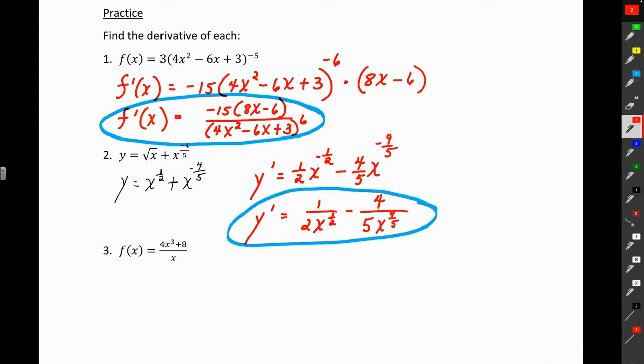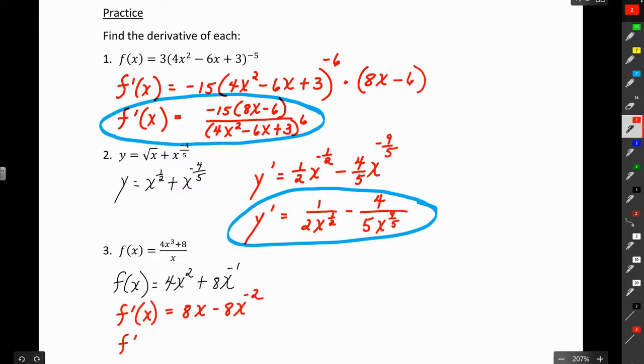Now with number 3, you could use the quotient rule, but I don't know about you, I'd rather not use the quotient rule if I don't have to. So what I'm going to do is simplify this first. I'm just going to divide x into each term. So we have 4x cubed divided by x. That's going to give me 4x squared. And then we have x divided into 8. I could just rewrite that as 8x to the -1. And now I can just use the power rule to differentiate. And then we'll just make sure that we don't have any negative exponents in our answer. And that's it for number 3.